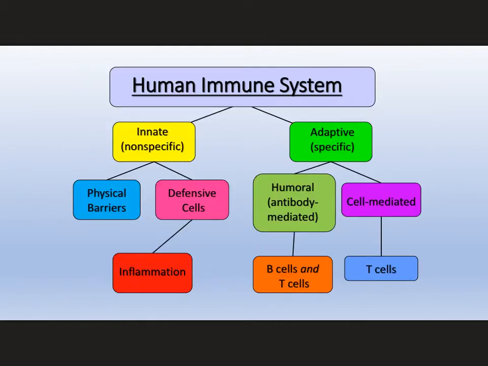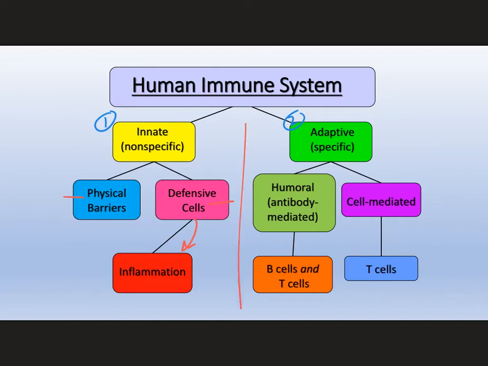Now here's a nice breakdown of the immune system, at least at our level. Again, we've got our two big branches, the innate immune system and the adaptive immune system. If we look at the innate immune system, it involves really two things: physical barriers, as we'll talk about in a moment, and defensive cells. Defensive cells lead to a process called inflammation, which I'm assuming is a word you've heard before.